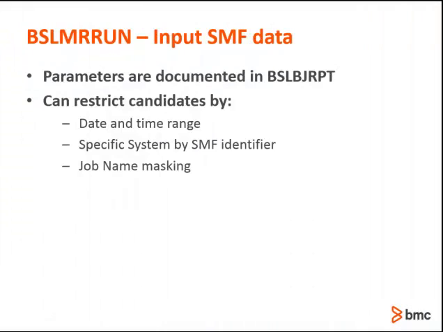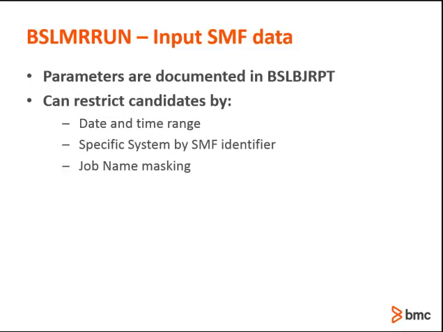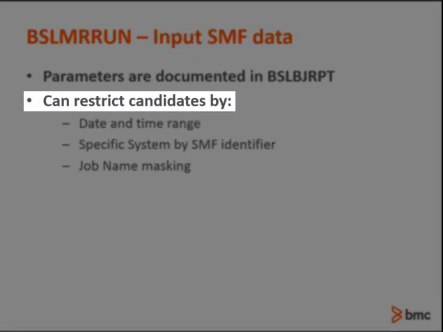The candidate utility process begins with BizzleM_RR_Run. This is phase 1 of the process. Its parameters are documented in the sample JCL member BizzleB.jrpt. The jobs that are contained within the SMF file are eligible for candidate selection. Since the SMF data can represent a broad range of jobs, it's normal to want to limit the candidate selection to a specific set of production jobs.